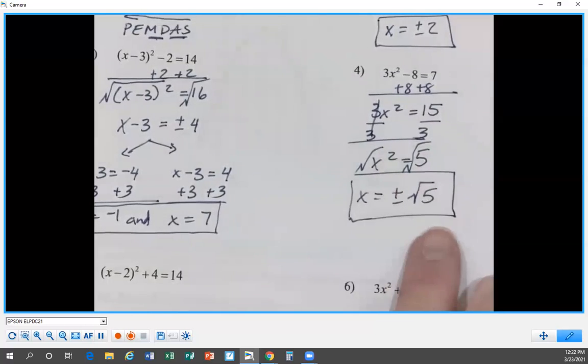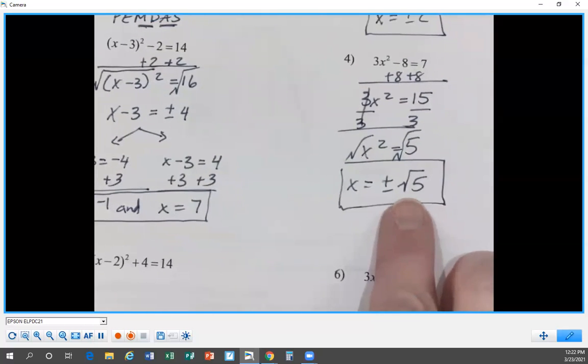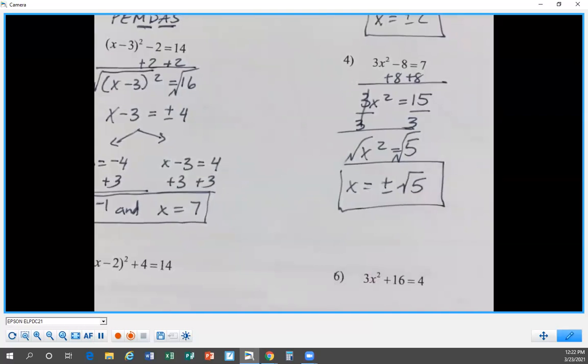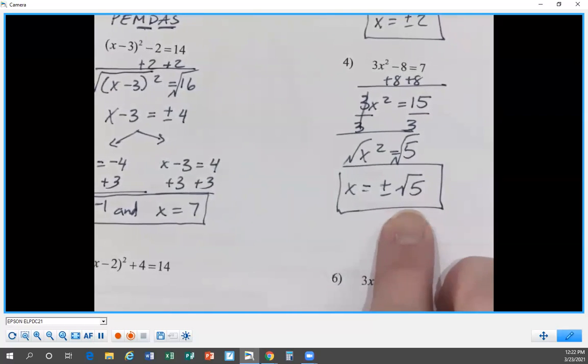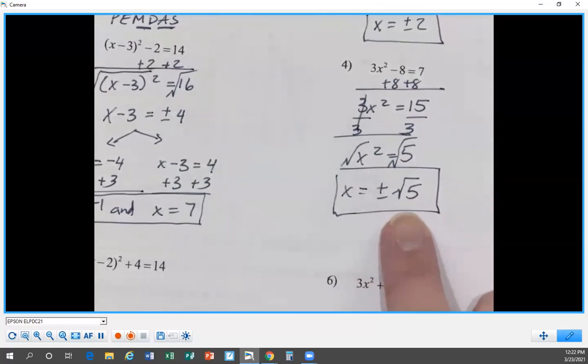Okay, and that's a square root of 5 is an irrational number, so we're going to leave that in root form. So leave that in exact form. If you needed to graph it, then you can round it to the nearest couple decimal places so you can graph it.